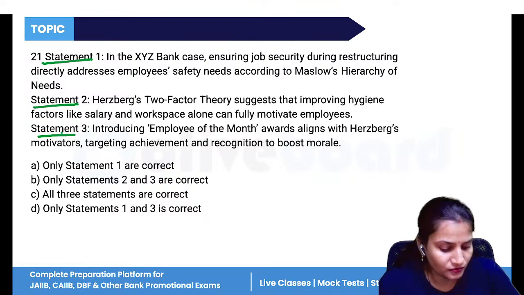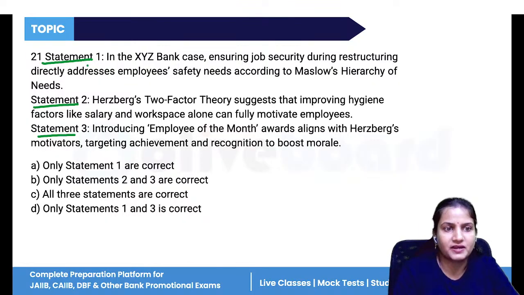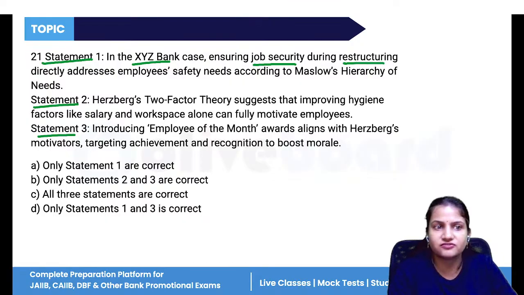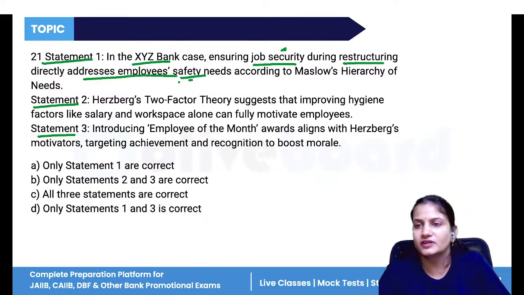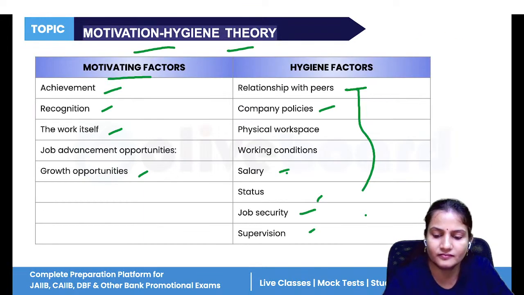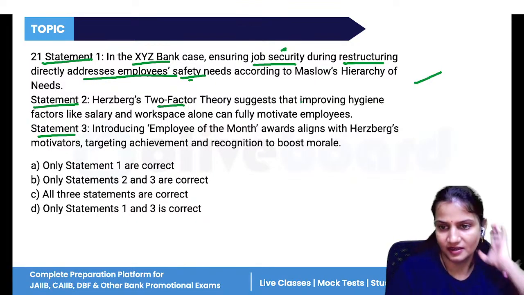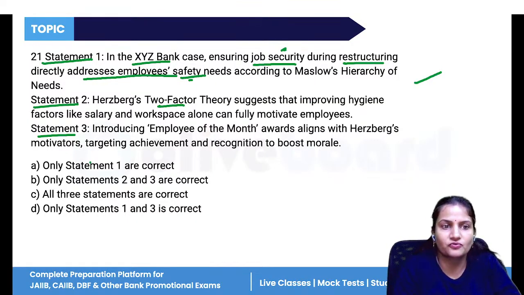Now, based on that case study, let's have a few questions. Three statements are given to you. Statement one, two, three. Now, what does statement one say? In the XYZ bank, ensuring job security during restructuring directly addresses employee safety. Yes. If job security is there, it will come under the safety need. See, in Maslow's hierarchy, safety need is what? The financial security, the job security. So this is correct.